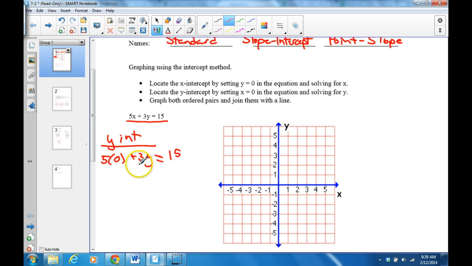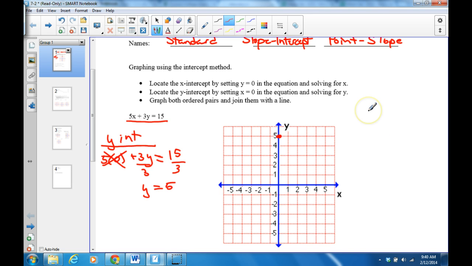So basically this cancels out. You divide both sides by 3 and you get y equals 5. Okay? So if I graph that, that's on the y-axis, my 5 is right here and I'll put a dot there. Okay?